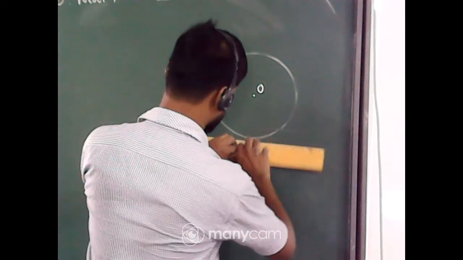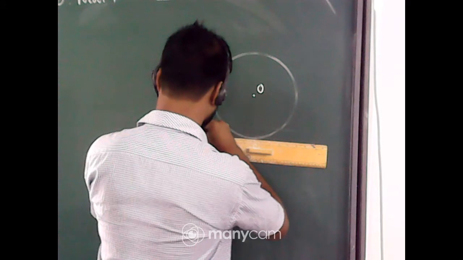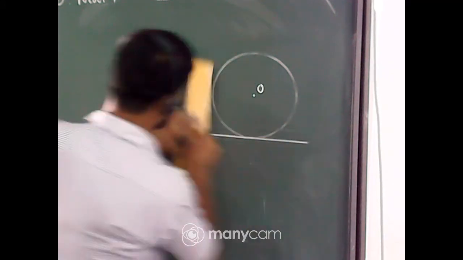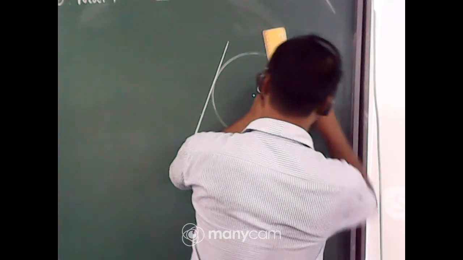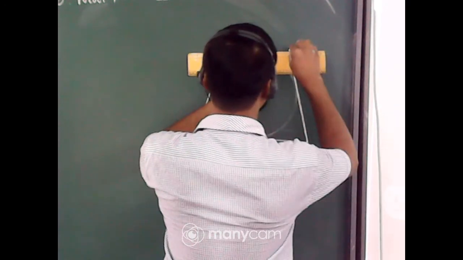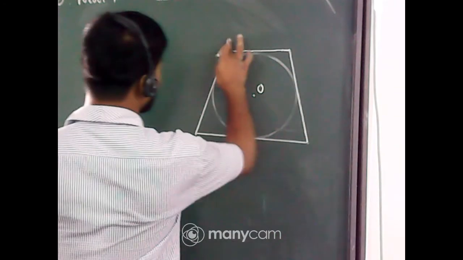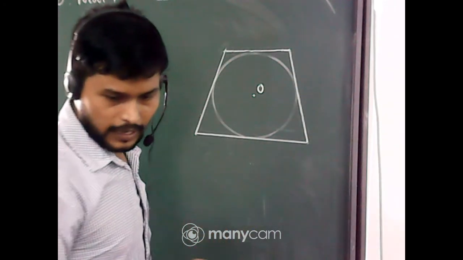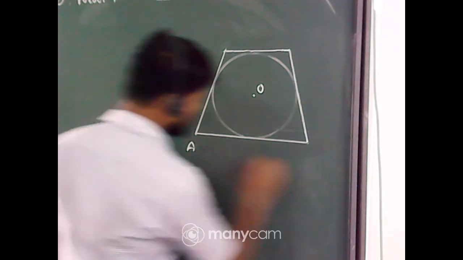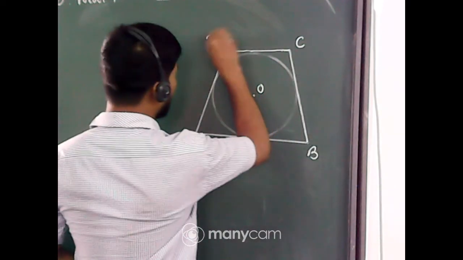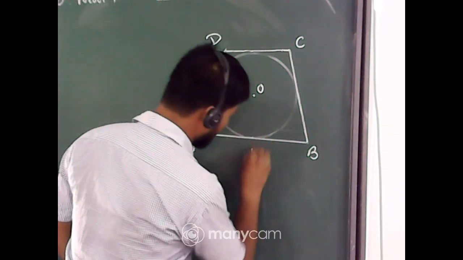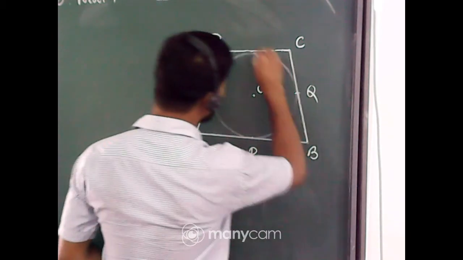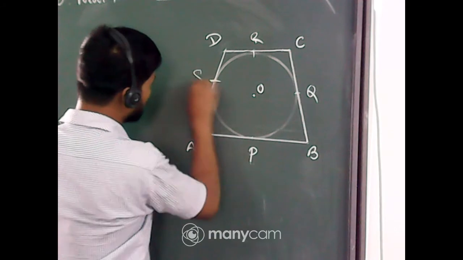So let us draw a quadrilateral which circumscribes this circle. Any quadrilateral. Okay, so this is our quadrilateral. Let's give it the name ABCD, A, B, C, and D, whose sides touch the circle at the point P, at the point Q, at the point R, and at the point S.